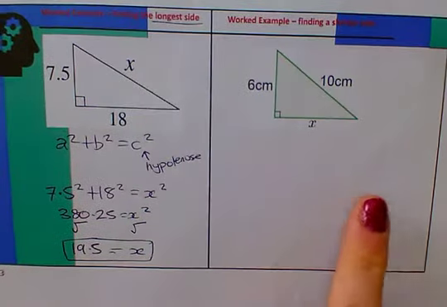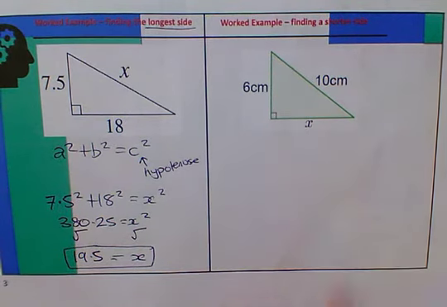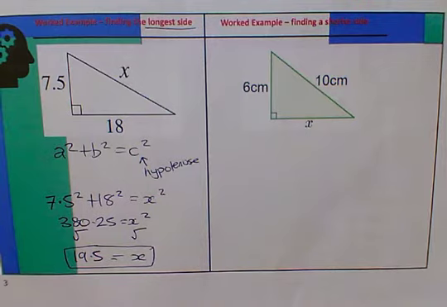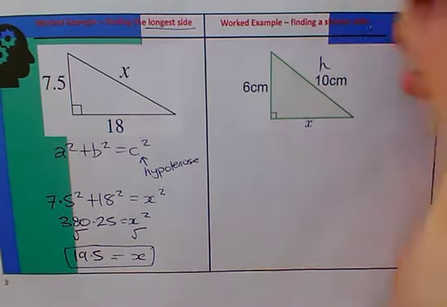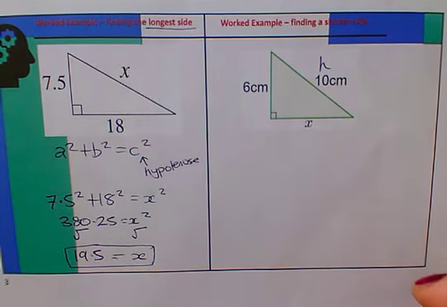What we'll go on to now is finding the shorter side. Now this seems to be catching quite a lot of people out, so just make sure that you watch really carefully what I do before you go on to practice. Now the hypotenuse here is 10 centimetres, so we know what that is. So we're looking for a shorter side.